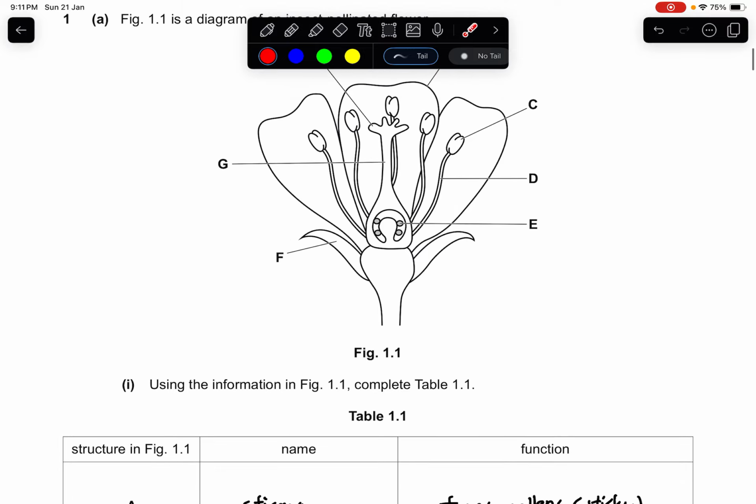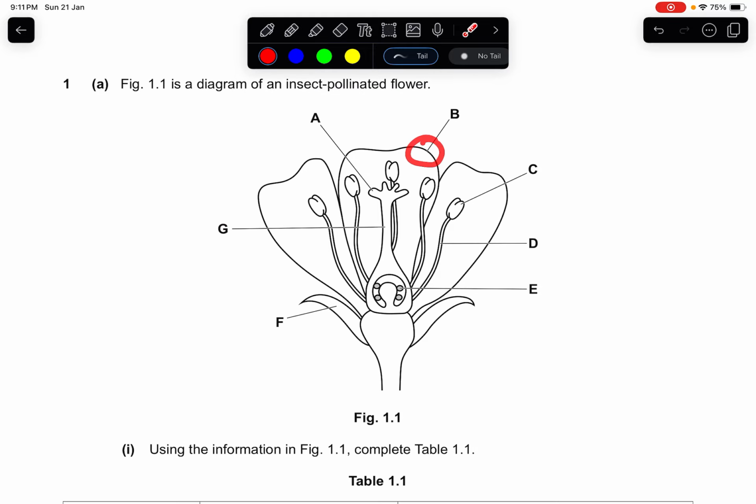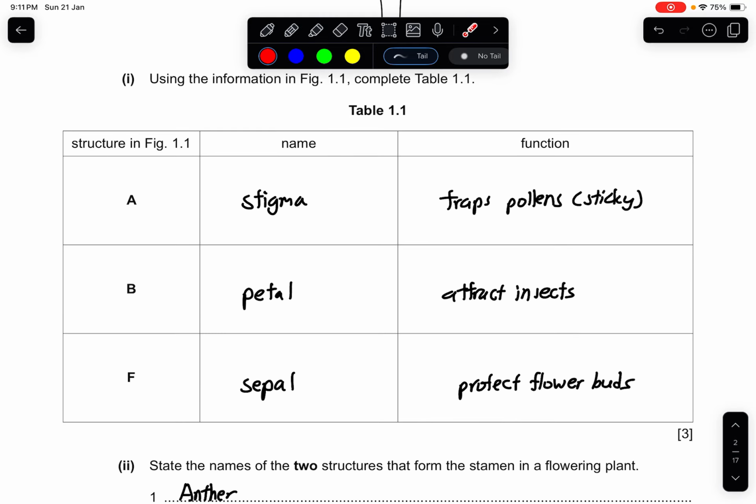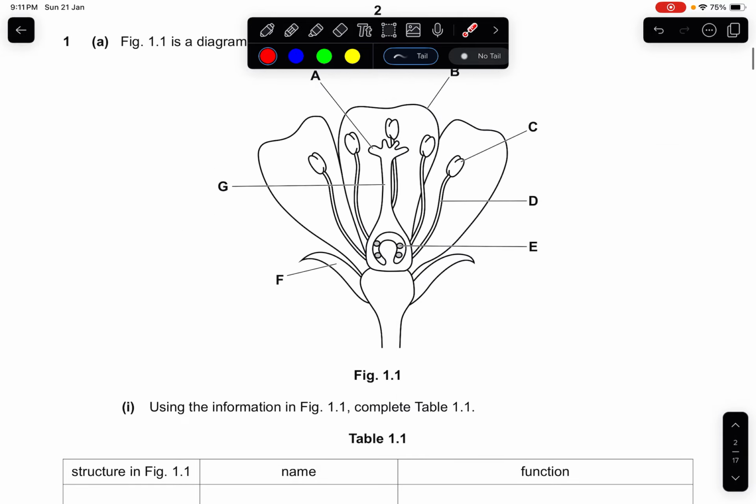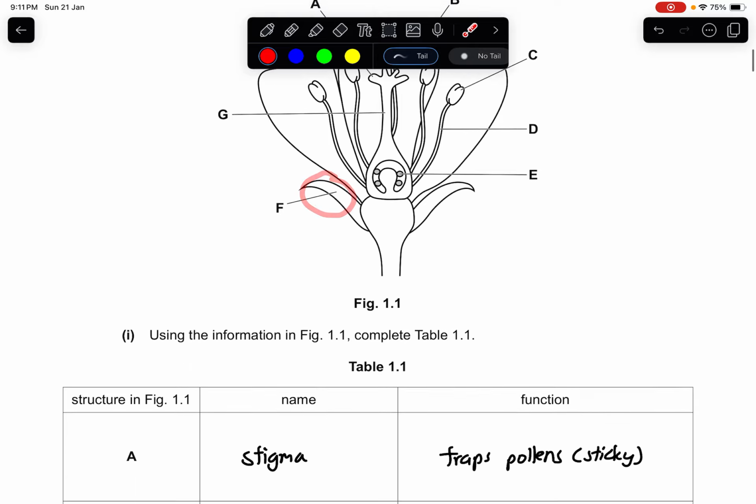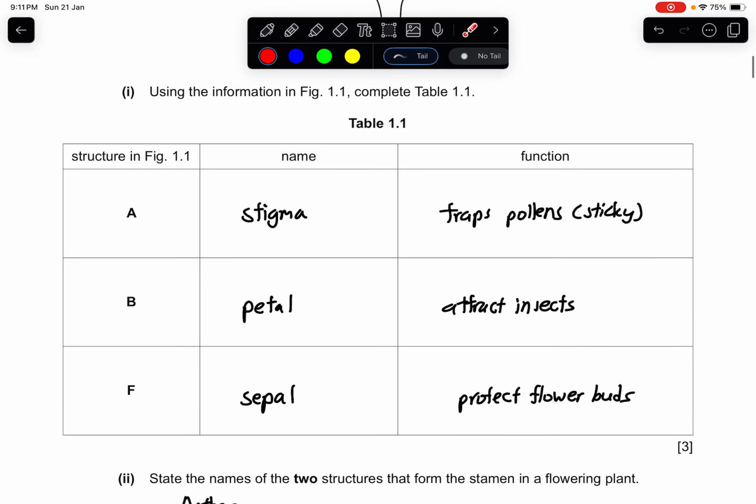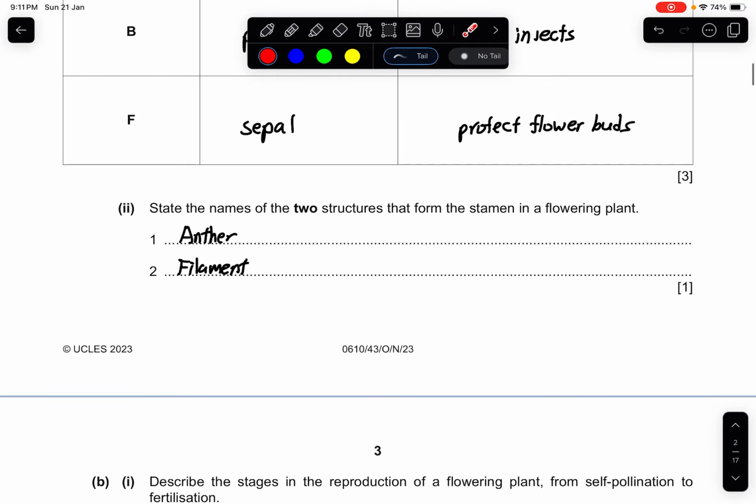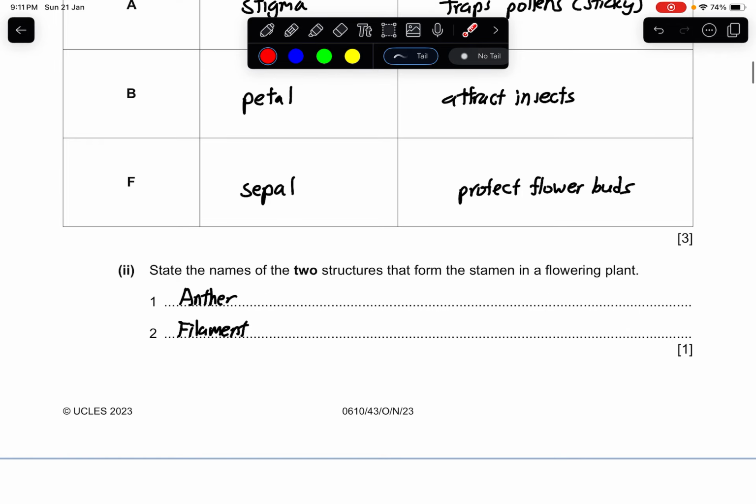Okay, for B, this is pointing to the petals, so just use a very simple function: it helps to attract insects. For F, they want this part, which is actually the sepal. The sepal helps to protect the buds of the flower. Okay, part 2. State the names of the two structures that form the stamen in a flowering plant. So stamen is basically the male reproductive system. So what are the two things? They are the anther and the filament.